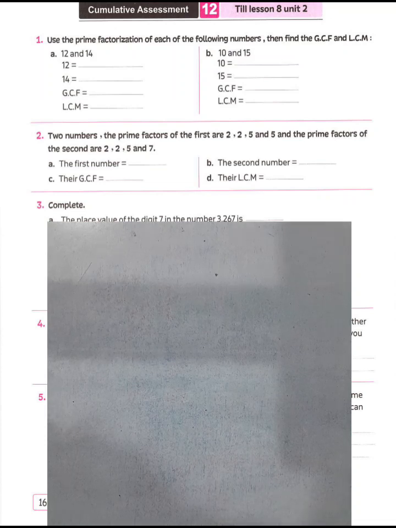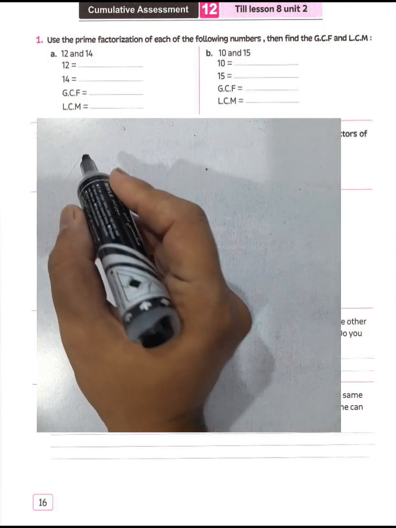Assessment number 12, lesson 8, unit 2 from the Mu'asir book, page 16. Look at question number 1 with me. Use the prime factorization of each of the following numbers, then find the greatest common factor and least common multiple between two numbers. Letter A: we have 12 and 14.